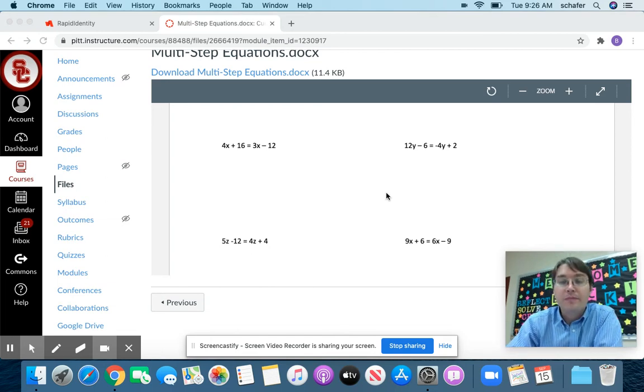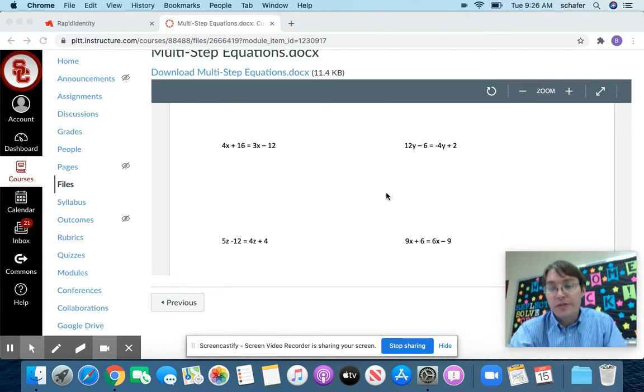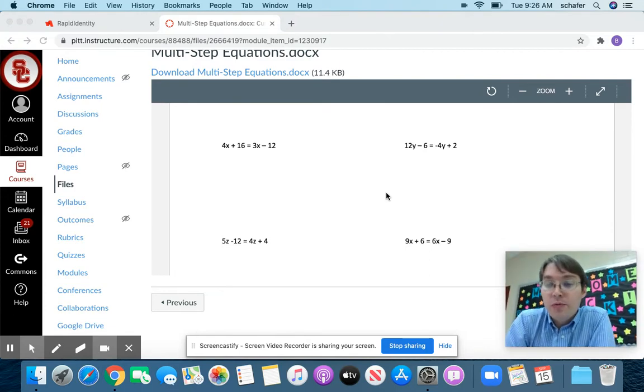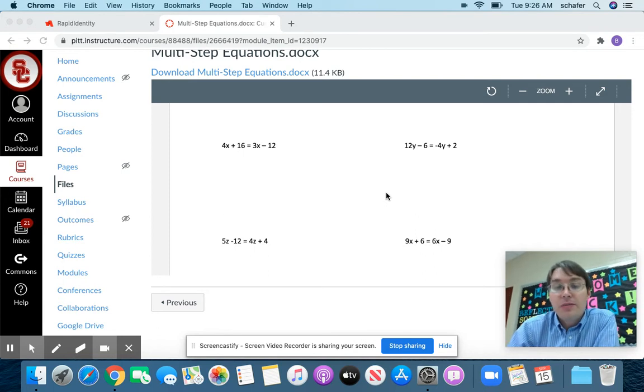Good morning. This morning we're going to be talking some about multi-step equations. Now, we did some work with this on Friday and Monday, but I wanted to take some time to talk about it together. So you see before you a little worksheet with some multi-step equations. And the question is, what are we trying to do with these?